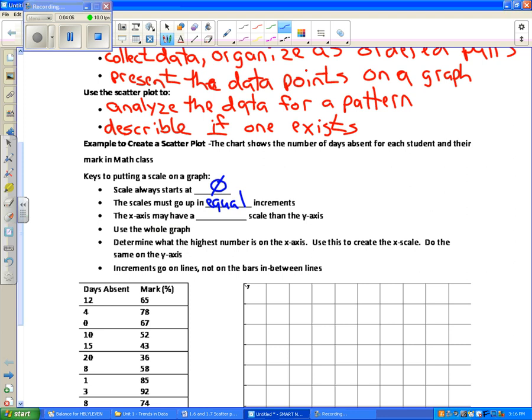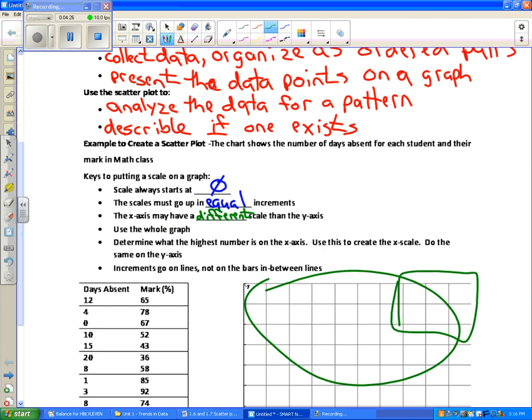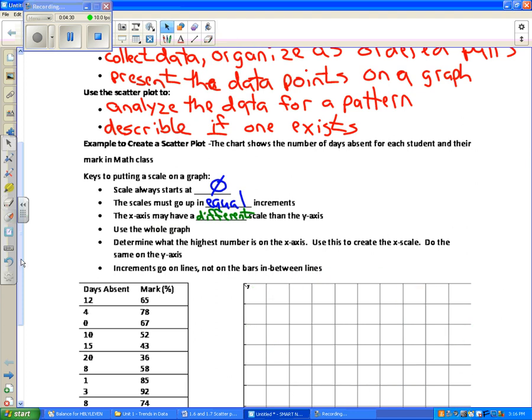One little thing here, the x-axis may have a different scale than the y-axis. The other thing is we want to use the whole graph. We've got this whole graph down here that we want to use. We want to use the whole thing. We don't want to just kind of use a little piece up here. We want to try to use the whole graph. So let me erase that part. And the increments go on the lines, not on the space between the lines.